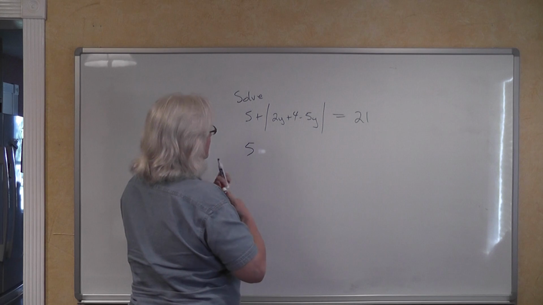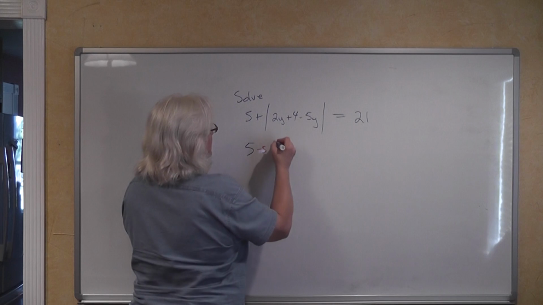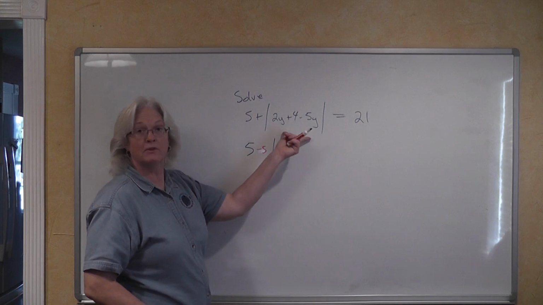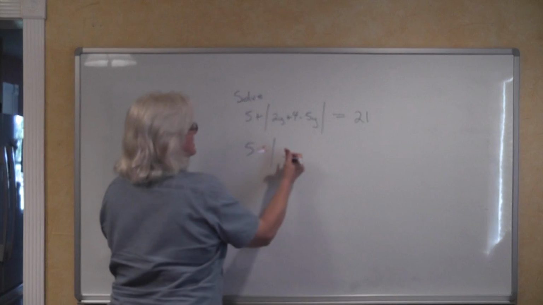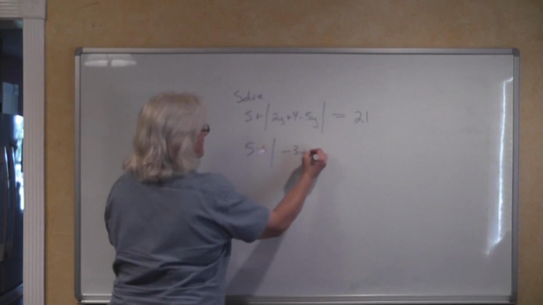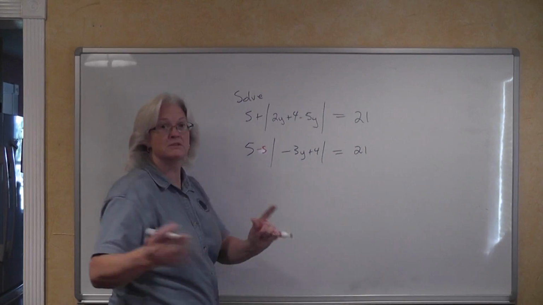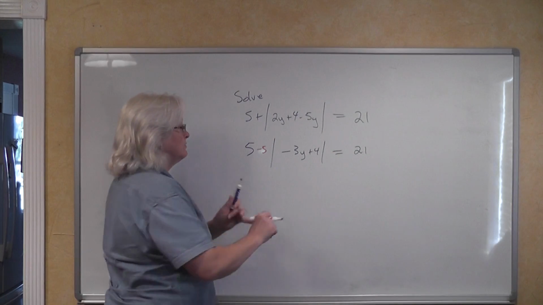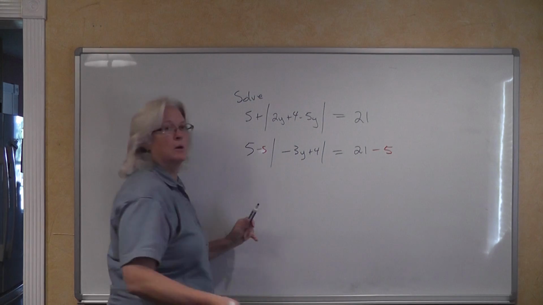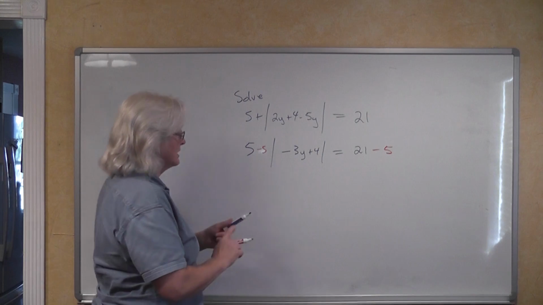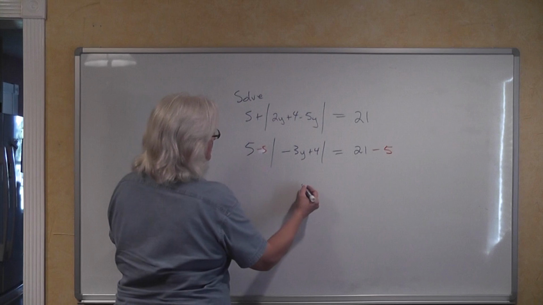So if we've added 5 here, we're going to have to subtract. So we have 5 minus 5 times this absolute value. And I can combine two steps here. I'm going to combine within the parentheses: negative 3y plus 4 is equal to 21. Is that all I do? No. Don't forget that you have to keep your equation in balance by subtracting that 5 from both sides of the equation. Now we have 5 minus 5, which of course is 0.